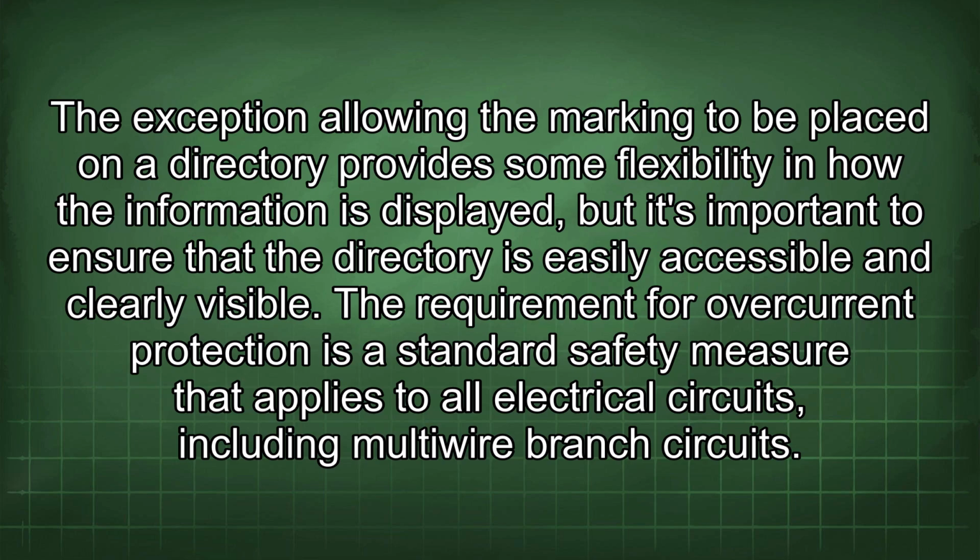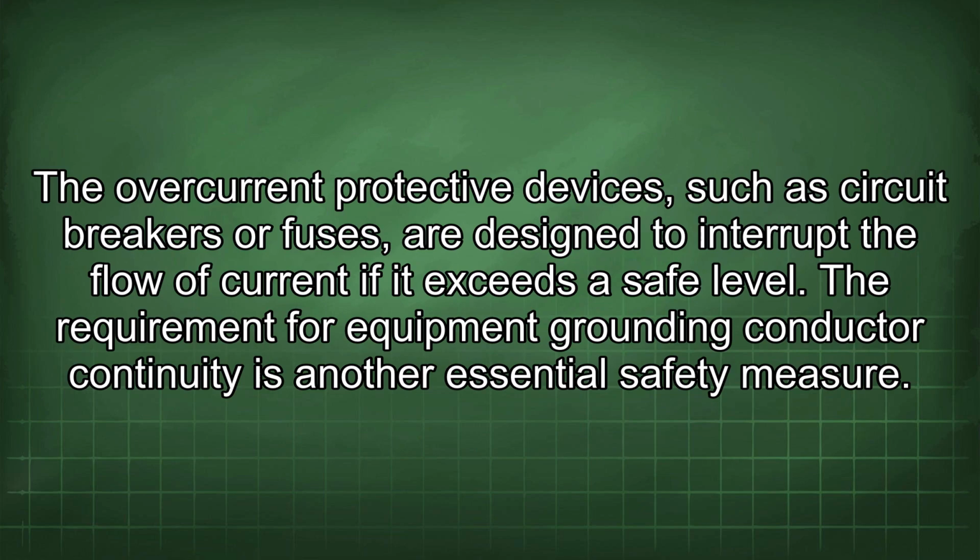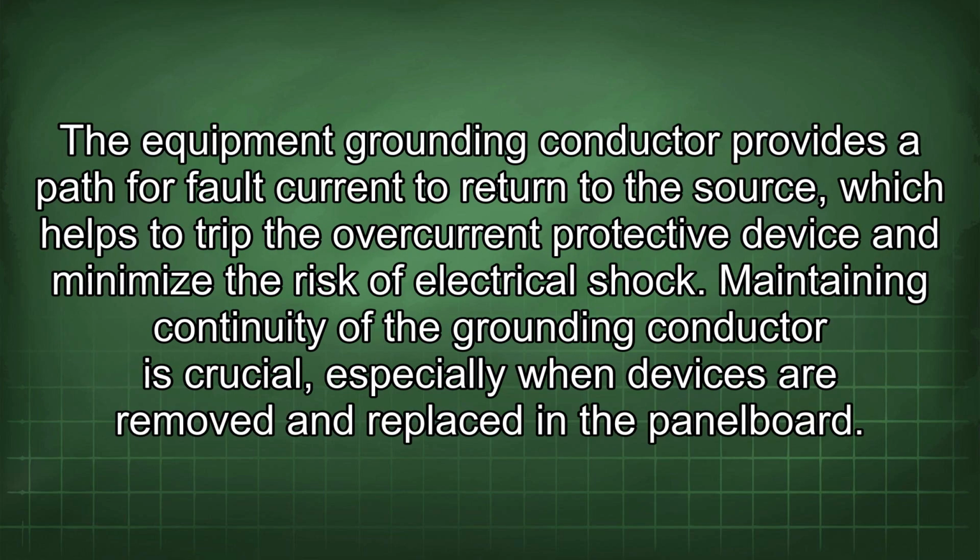The requirement for overcurrent protection is a standard safety measure that applies to all electrical circuits, including multi-wire branch circuits. The overcurrent protective devices, such as circuit breakers or fuses, are designed to interrupt the flow of current if it exceeds a safe level. The requirement for equipment grounding conductor continuity is another essential safety measure. The equipment grounding conductor provides a path for fault current to return to the source, which helps to trip the overcurrent protective device and minimize the risk of electrical shock. Maintaining continuity of the grounding conductor is crucial, especially when devices are removed and replaced in the panelboard.